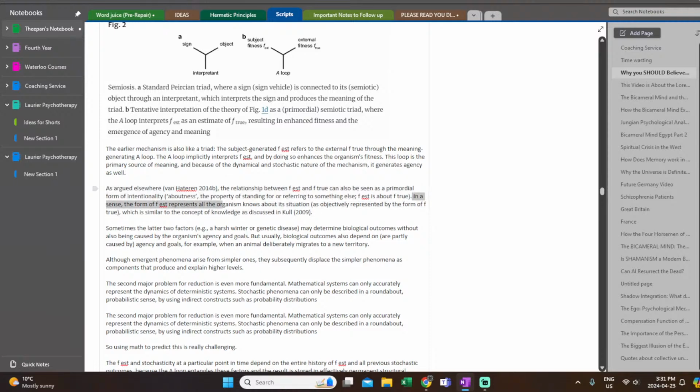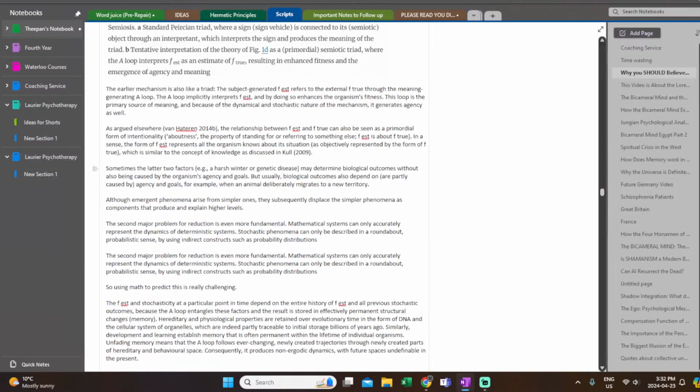In a sense, the form of F estimate represents all the organism knows about its situation as objectively represented in the form of F true, which is similar to the concept of knowledge as discussed in Cull 2009. Yeah, so it's even a primordial form of knowledge. Mind blown, lol. Good, perfect. That's exactly how I feel about all of this. It's crazy. It's totally crazy.